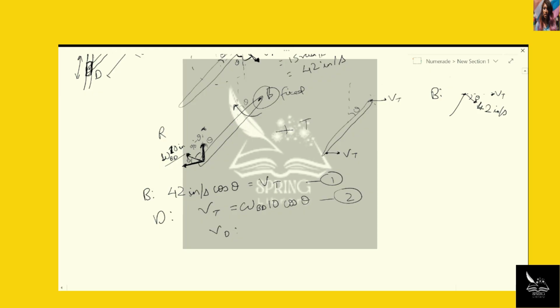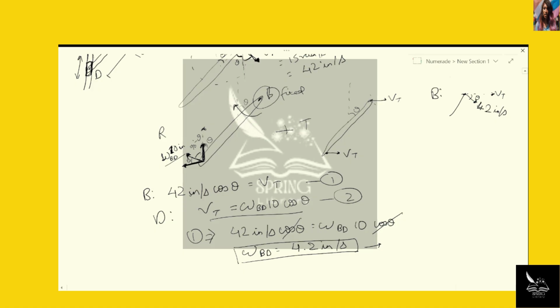And then finally, the velocity of point D is going to point along vertical. Let's actually write down Vt first, because from this equation we can get Vt. Then we can take care of the vertical components, which will give us the velocity of point D. So from 1 we get 42 inches per second cos theta equals omega BD times 10 cos theta. Cos theta gets cancelled and we get omega BD as 4.2 inches per second. So it turns out that omega for all angles is the same.